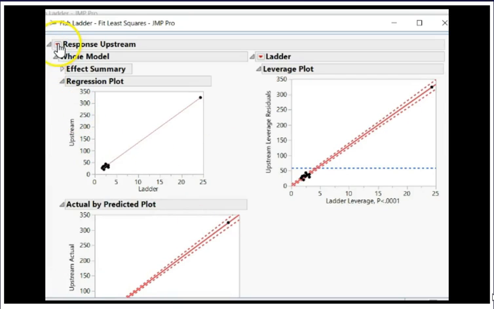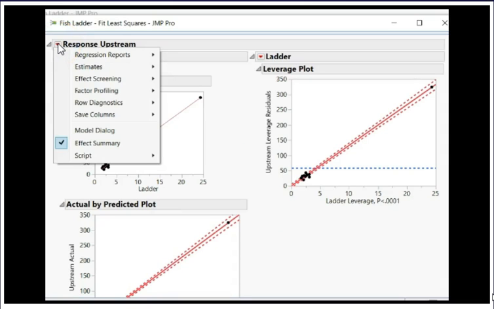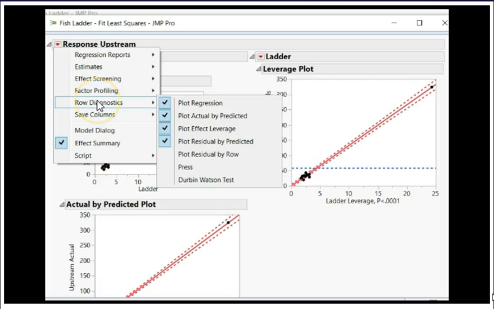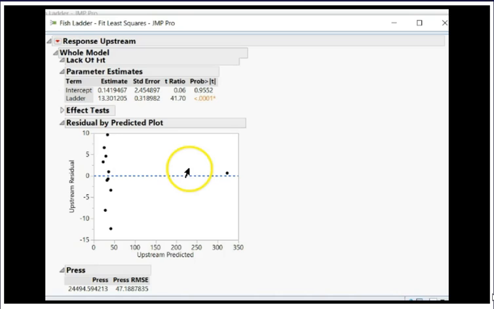Remember, we can use the PRESS statistic to figure out stability. So if I come back to my magic red triangle and I come into my row diagnostics, I can ask for the PRESS. And then tacked on at the very bottom is that PRESS statistic. So that's the sum of all of the residual error when we jackknife every single one of our observations one at a time. And then this is the mean of that. So on average, how far off are our jackknifed residuals?